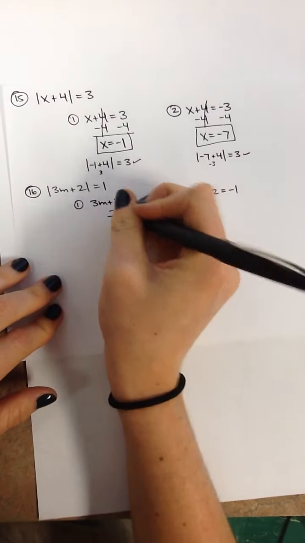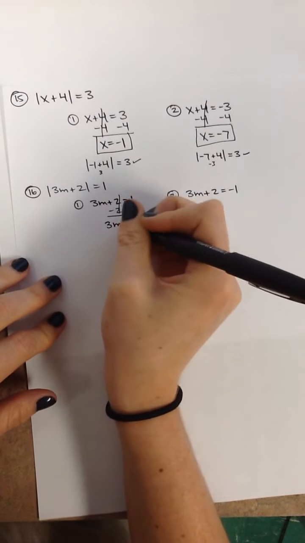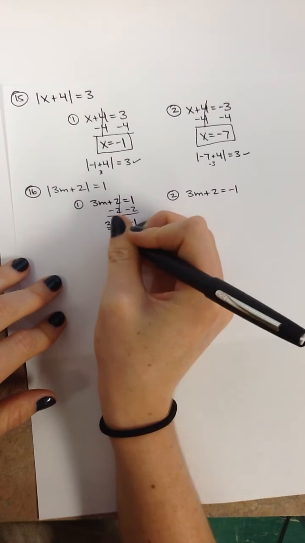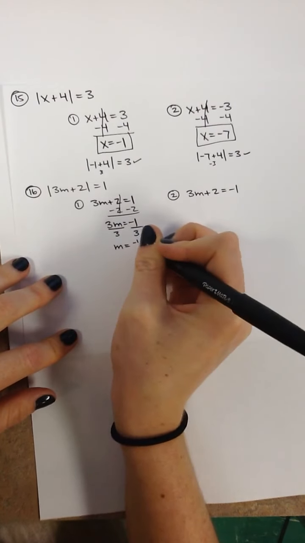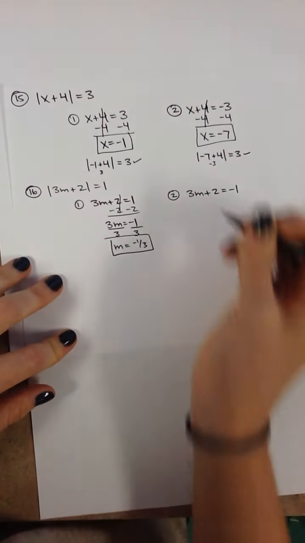So here we subtract 2 from both sides. We get 3m equals negative 1. Divide both sides by 3. So I get m equals negative 1/3. That's one of my answers.